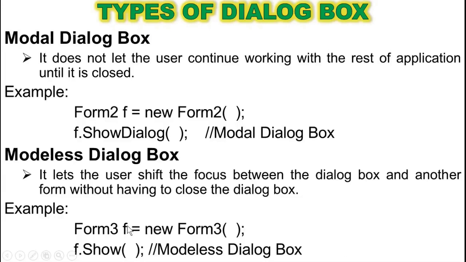In our C# code, if we wanted to call a window that behaves as a modeless dialog box, we write it this way. For example, we added a Form3. So we instantiate an object named f using the class Form3. Form3 f is equal to new Form3. And then the next line, we reference the object name f and call the method Show. That method Show will make it a modeless dialog box.